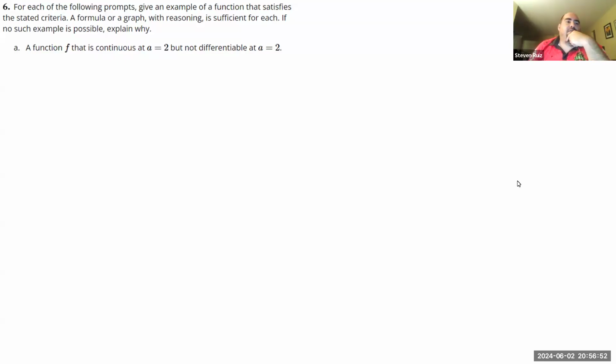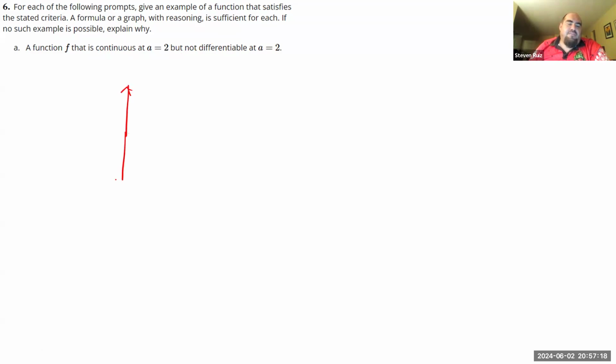All right, question 6 is asking, under a bunch of different circumstances, to graph a function that meets those conditions or explain why it can't exist. So the first thing we're asked for is a function that's continuous at a equals 2, but not differentiable at that point. So it is possible to have a function that has continuity, but not differentiability at a point.